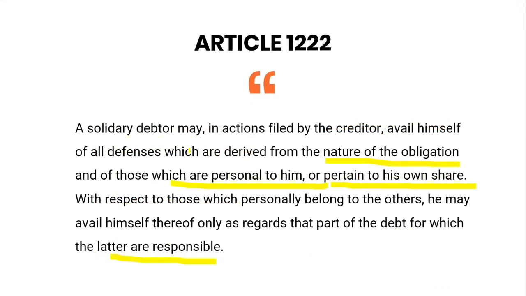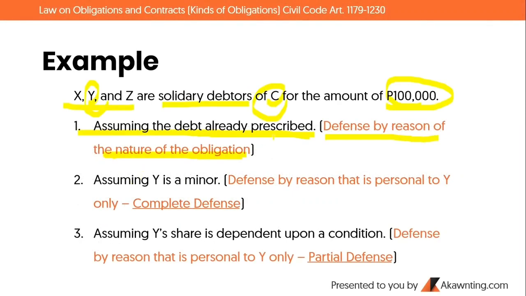Okay? So, yun yung sinasabi dito. Di ba? A solidary debtor may, in actions filed by the creditor, avail himself of all defenses which are derived from the nature of the obligation. So, as an example, yung prescription, isang defense yan. Number 2, assuming Y is a minor. Okay. So, minority is also a defense. Pero hindi siya based on the nature of the obligation. It is based on person. Okay? It is personal to Y.